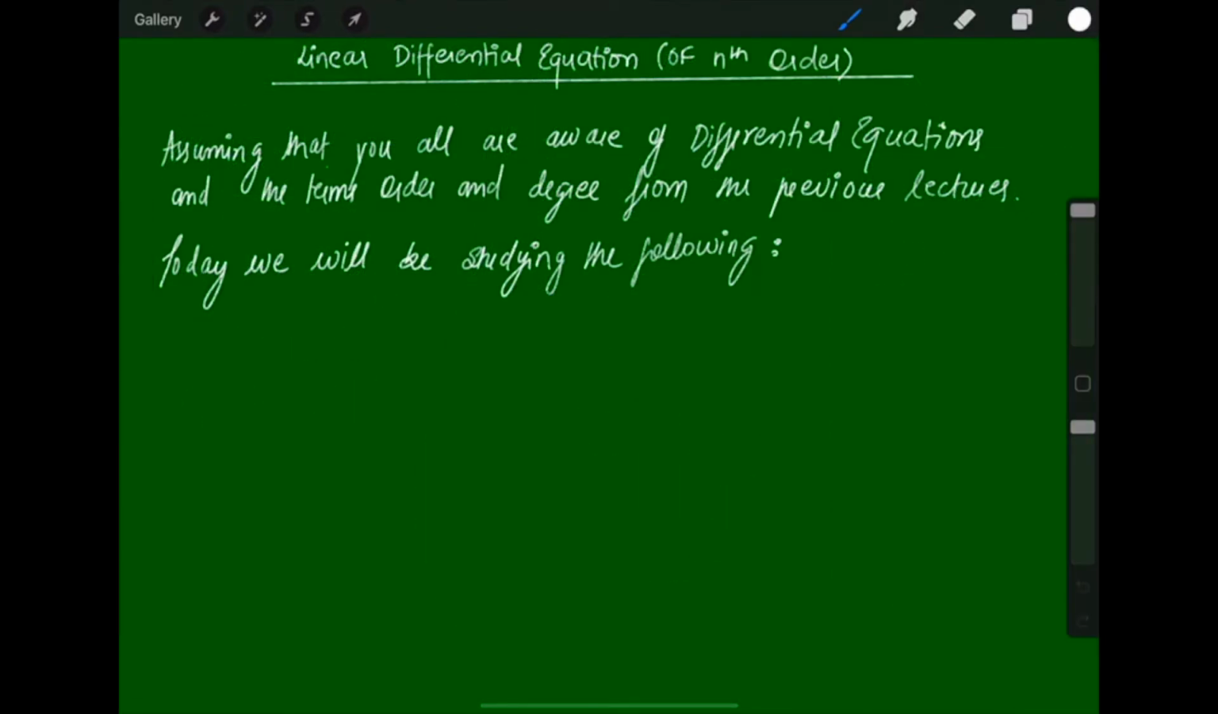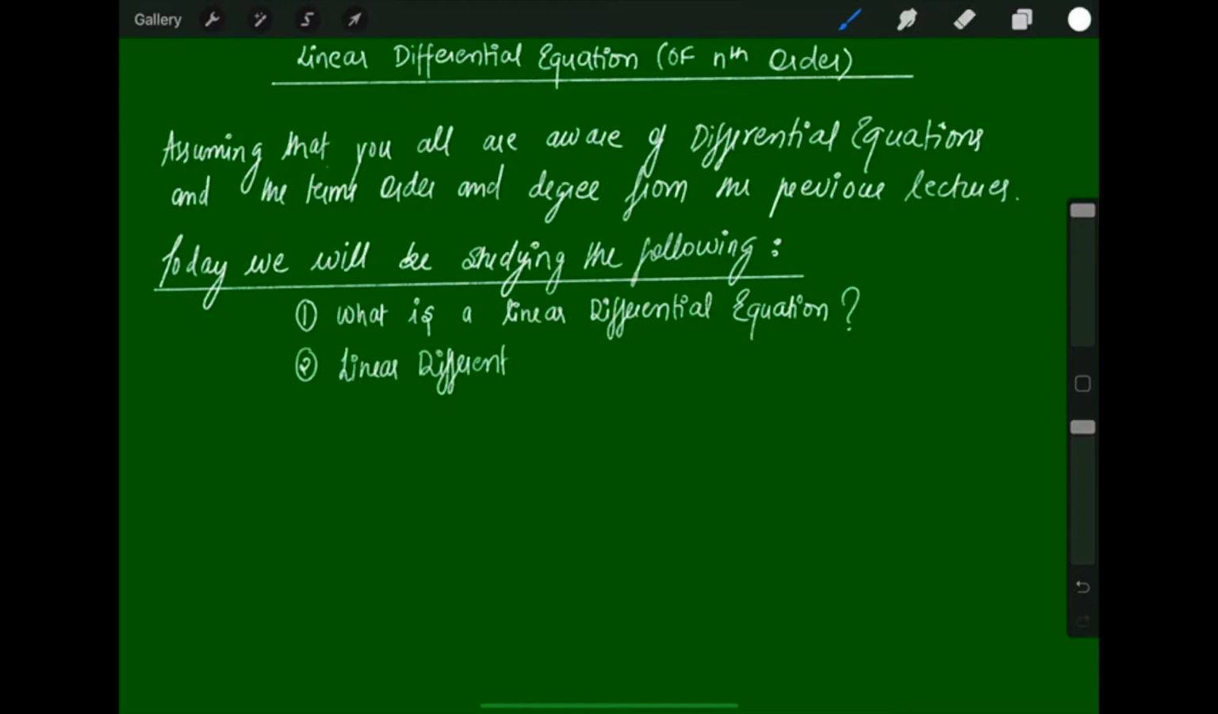So now coming back to the important topic of linear differential equations of nth order. Assuming that you all are aware about differential equations now and the terms order and degree from the previous lectures, today we will be studying about linear differential equations.